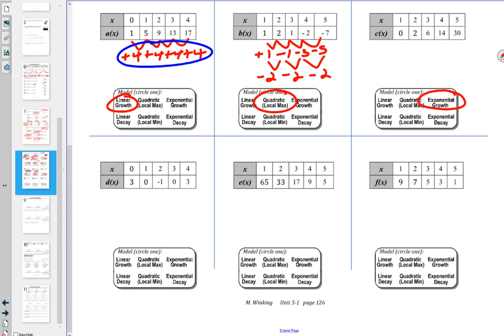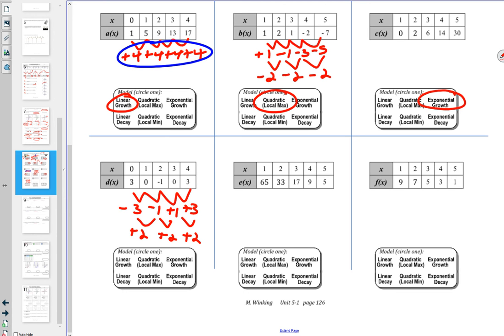Okay. This one at first sight looks like it's going to be a parabola, but let's just double check. The first difference here is going to be minus 3, then minus 1, then plus 1, and then plus 3. 0 minus 3 is negative 3, negative 1 minus 0 is negative 1, 0 minus negative 1 is positive 1. But then when you take now the second difference, it's plus 2, plus 2, plus 2.